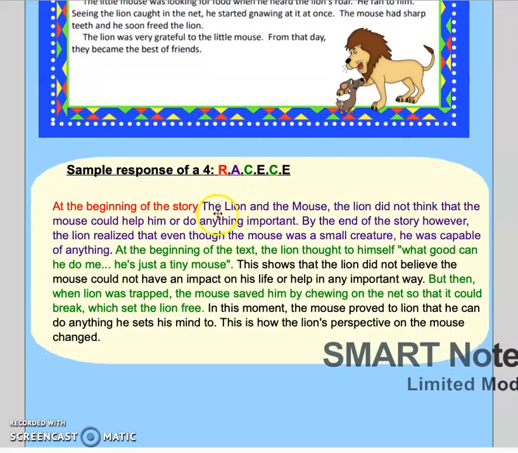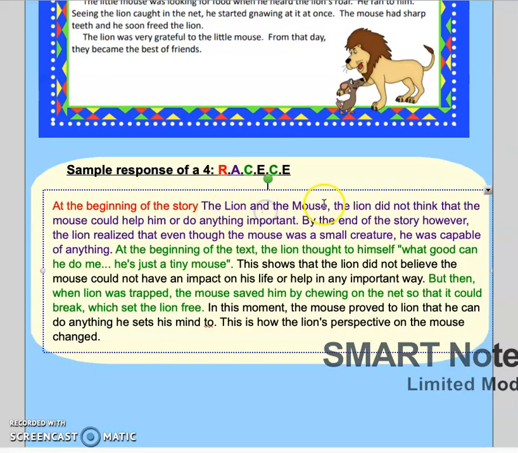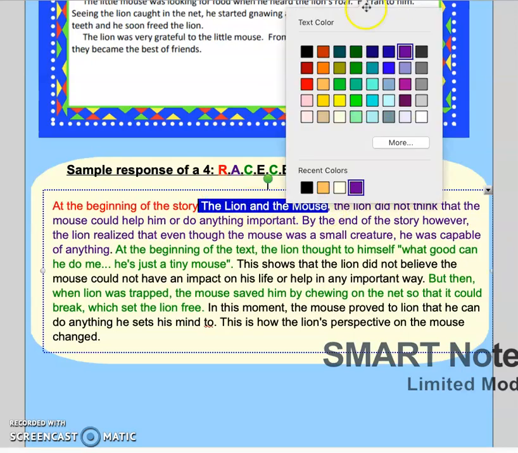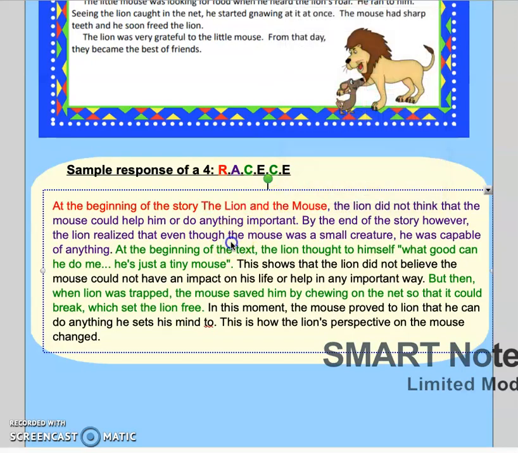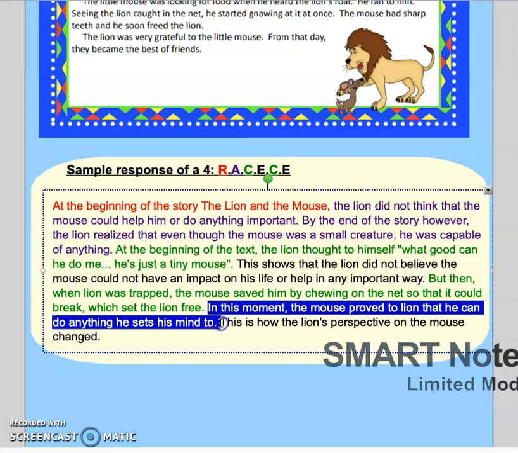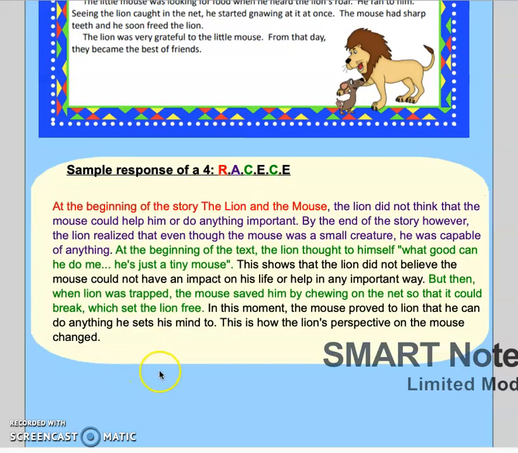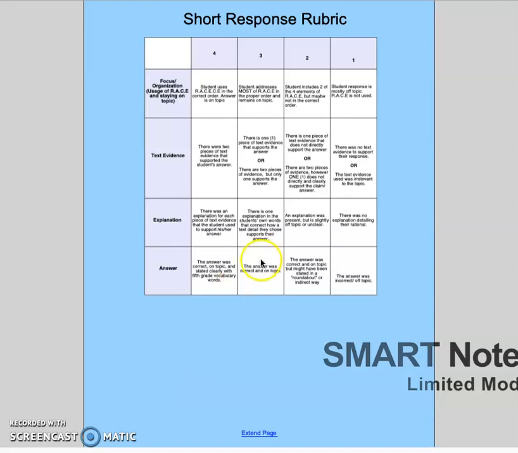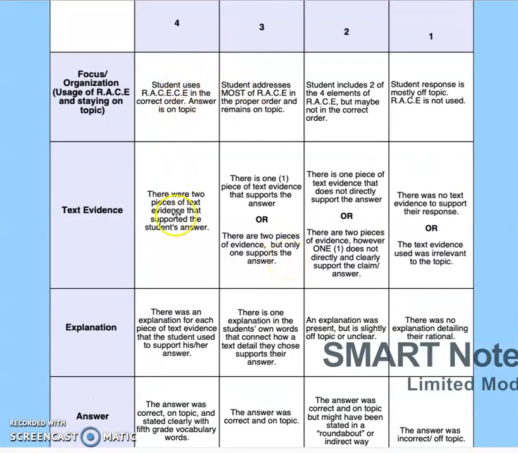It has a restate and an answer, which I will make red. So you can see, yep, there you go. And I have my answer. Then I have a text detail in green, an explanation of how my text detail is relevant or supports my answer in black, another detail here, and another explanation here. And you've seen this all before. And if I go back to my other slides, it checks out all the boxes in the 4 column, giving me a 4 for the response.